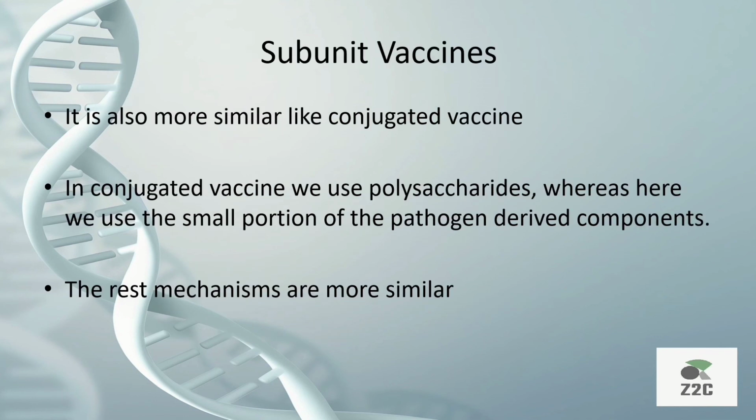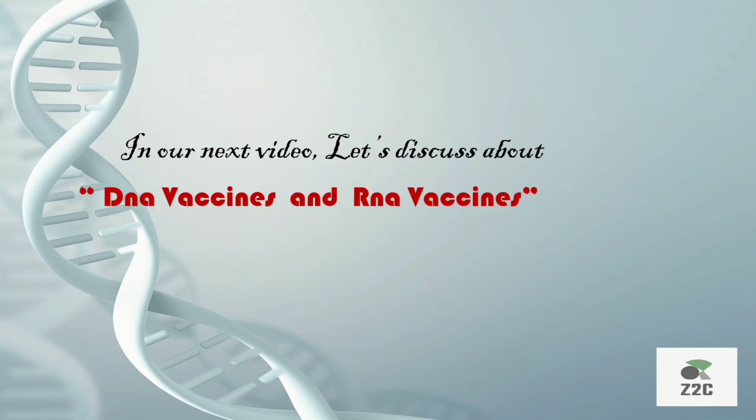And yeah, let's jump into our fourth type of vaccine, that is the subunit vaccine. It is also very similar to the conjugated vaccine. In a conjugated vaccine, you use polysaccharides, whereas here we use small pathogen-derived components, and the rest of the mechanism is very similar. In our next video, let's discuss DNA vaccines and RNA vaccines.